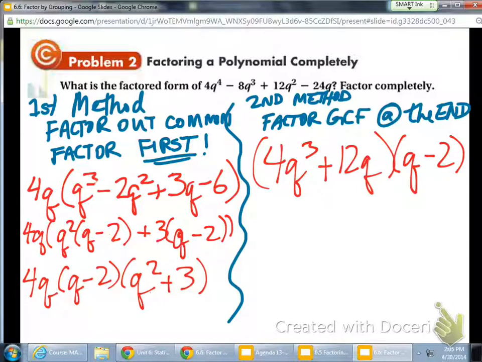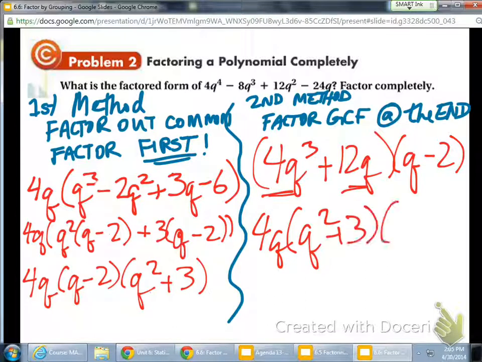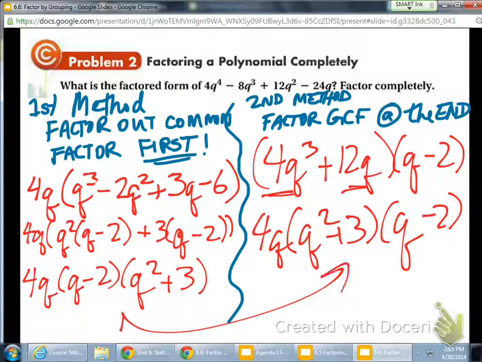You either factor out first or you factor out last. So what I'm saying is over here, you could say, hey, I have a 4 and a q that I could take out, and the answer then is 4q, okay, q squared plus 3 times q minus 2. Guess what? Both answers are the same. Aren't they? Different method, same answer.